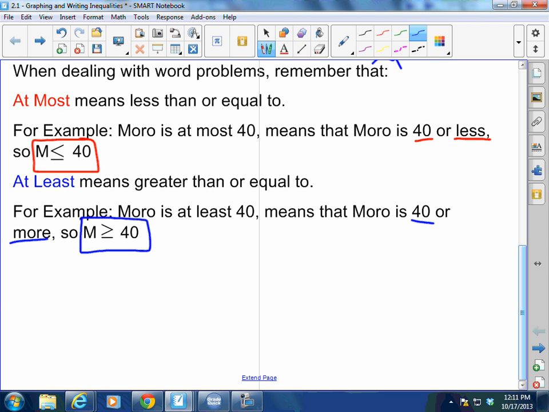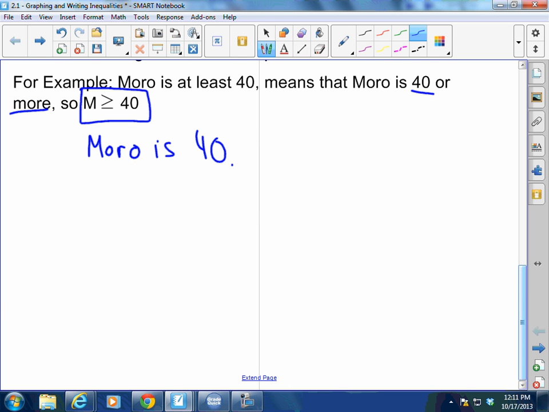Does that at most and at least make sense, guys? Okay, awesome. Come again, sir? Well, if I said Morrow is 40, what does is mean? So M equals 40.